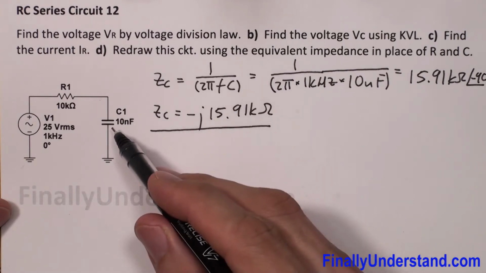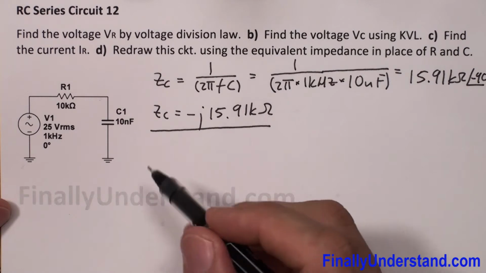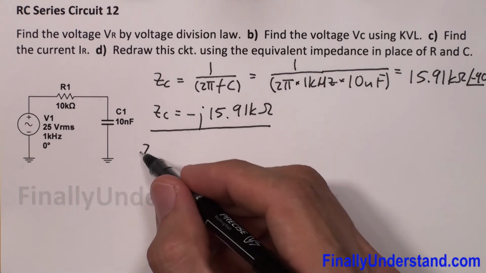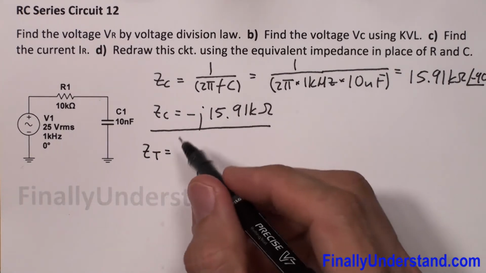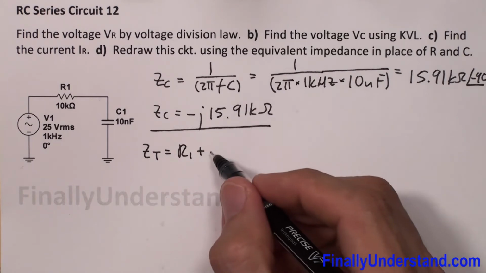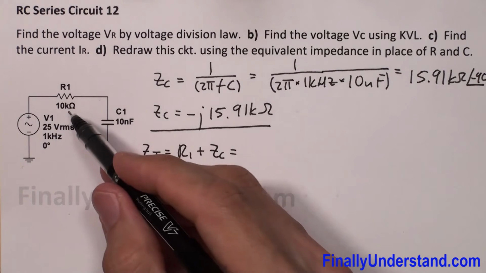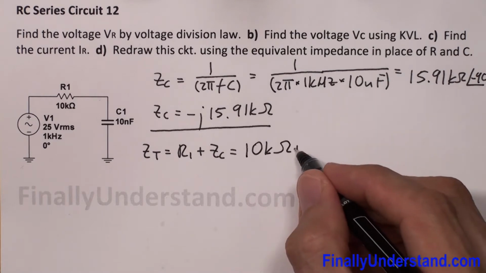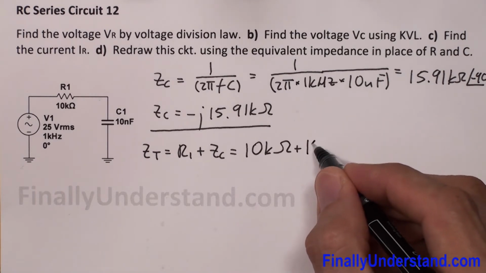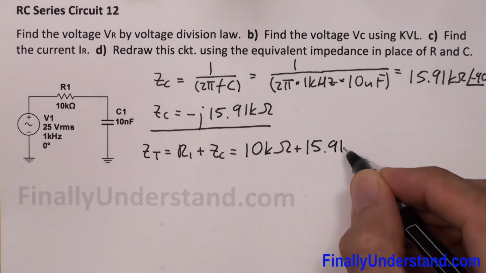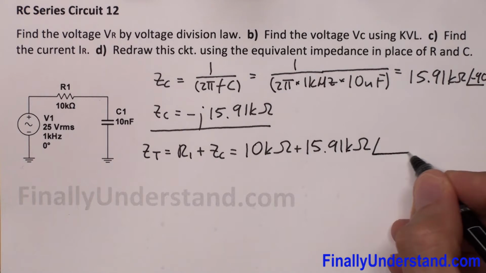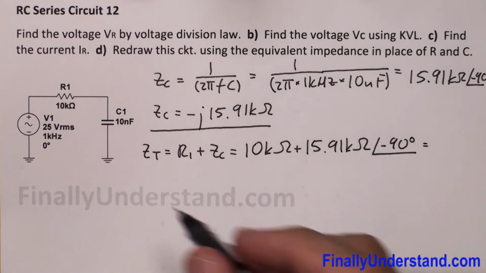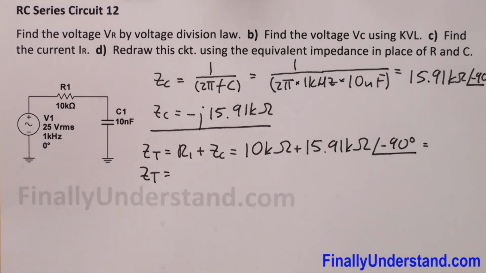If I have the impedance of the capacitor, I can find the total impedance of the circuit. Because this is a series circuit, I'm supposed to simply add these two impedances together. So I have Z total is equal to R1 plus Z of C, where R1 is equal to 10 kilo ohms. So I have 10 kilo ohms plus 15.91 kilo ohms and angle of negative 90 degrees.